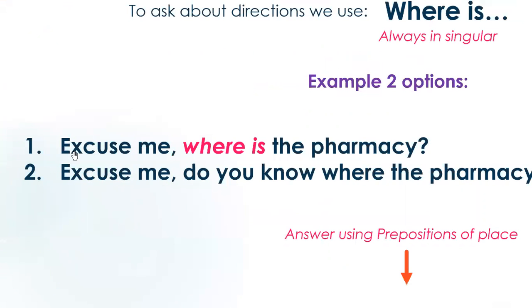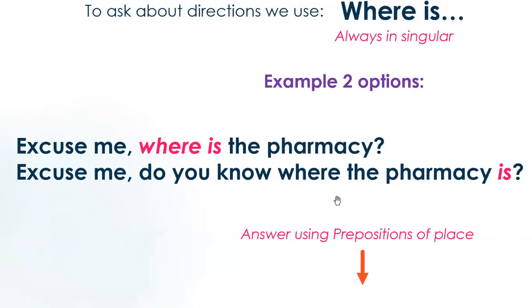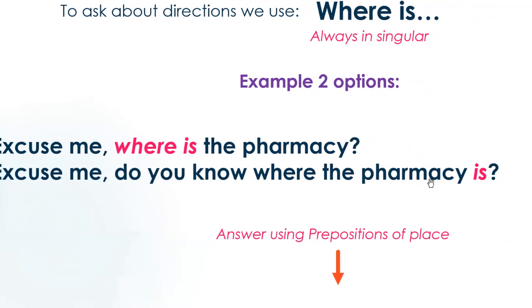So, option one, can you read it? Read option one, please. Excuse me. Where is the pharmacy? Okay, and option two. Excuse me. Do you know where the pharmacy is? Okay. Singular. Yes. "Where is" in singular, number two, pharmacy. Yes, because of the verb to be. Okay.